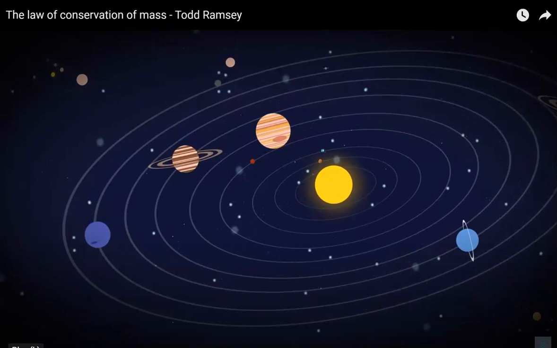The universe. So the law of conservation of mass and the law of conservation of energy both basically say the same thing. The law of conservation of mass is saying mass cannot be created or destroyed, and the law of conservation of energy is saying that energy cannot be created or destroyed.